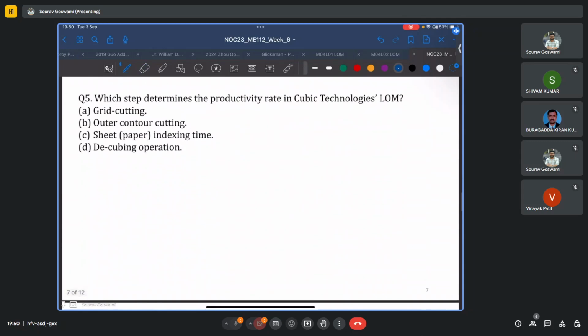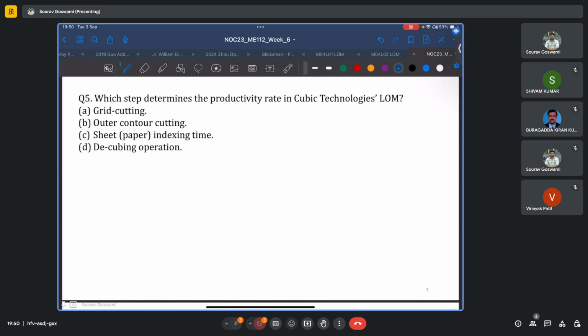Question 5 is asking us which step determines the productivity rate in cubic technologies, LOB or laminated object manufacturing? Is it grid cutting? Is it the outer contour cutting? Is it the sheet or paper indexing time? And is it the decubing operation?